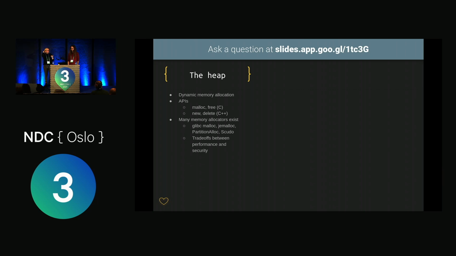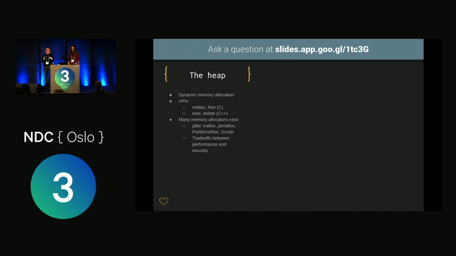There are a couple of APIs, just for reference, that you use with the heap. For instance, in our code snippets, we use malloc and free, while in C++ you can use new and delete. And there are also a lot of memory allocators. The memory allocator we use in our snippets is glibc malloc. Others are like scudo, partitionalloc, jemalloc.